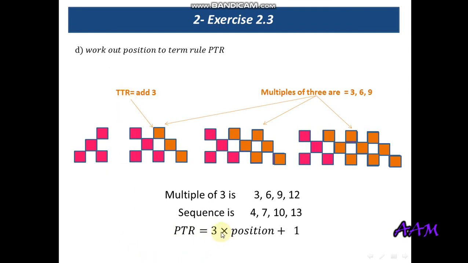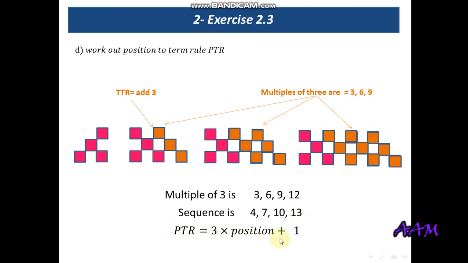Okay. Multiplied by the position. Okay, which position? Any position. This is position 1, 2, 3, and 4. Plus 1. From where did I get the 1? 4 minus 3, 1. So always the difference between the sequence and the multiple is 1. So you put 1 here.